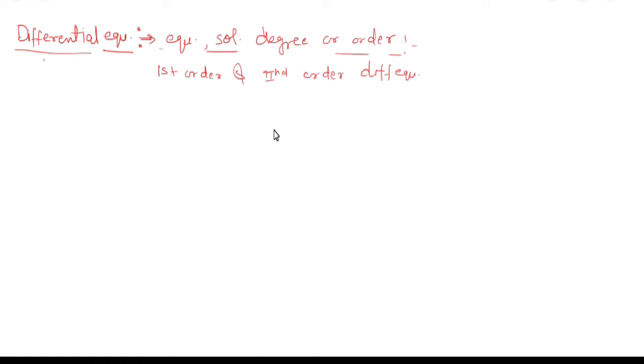Now first we see what differential equations are. Any equation containing a differential term like dy by dx or d2y by dx square or any higher order terms is called a differential equation. So any equation containing these types of terms is called a differential equation.